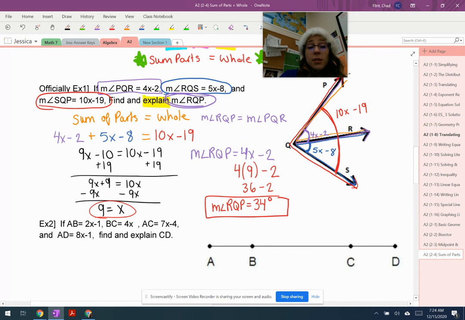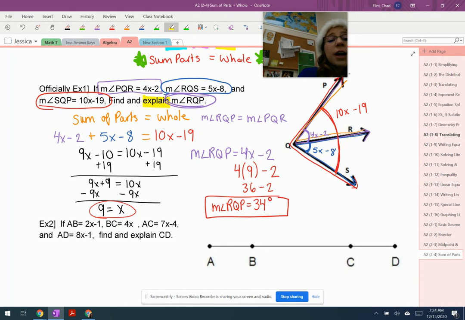And there is your first example. Again, it's important that you've got this little explanation piece about the sum of the parts equaling the whole. That is where you get that explained from.